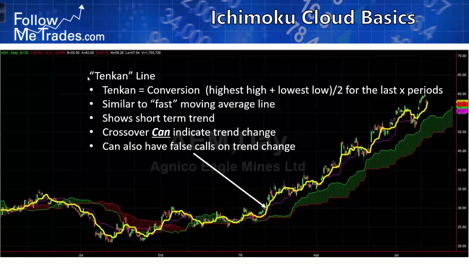First thing is the Tenkan line, or the conversion line, right? It is the fastest line, the shortest look back period. And the formula is the highest high plus lowest low divided by 2 for the last X periods, okay? And there's going to be a default setting in your charting platform for that. We'll talk about that default setting, okay? But when it crosses over the longer term one, it can indicate trend change, but it can also have some false calls, okay? So Tenkan's the fast one.